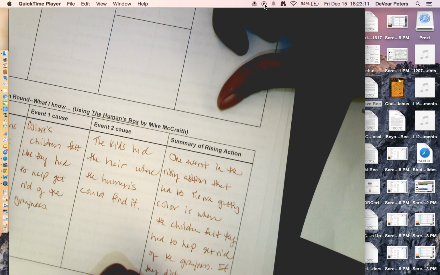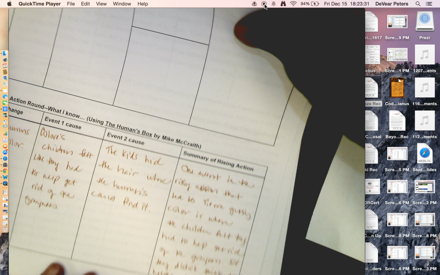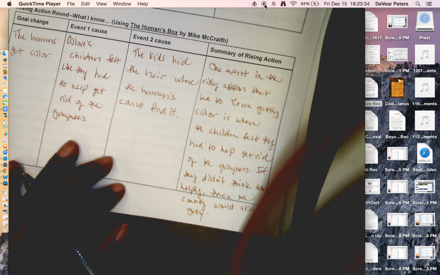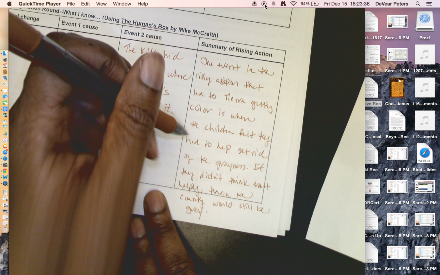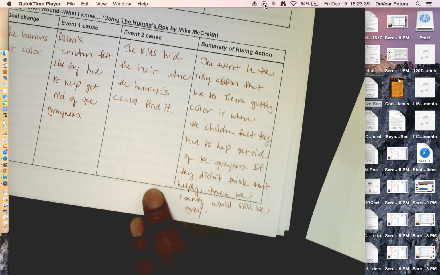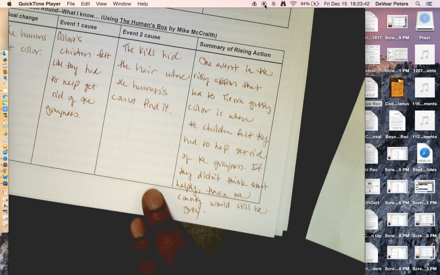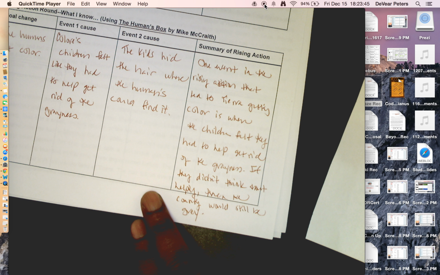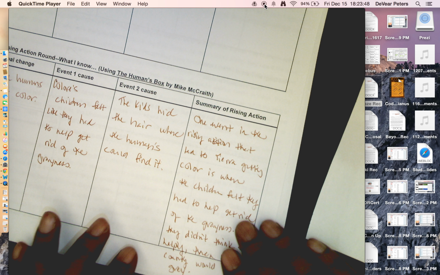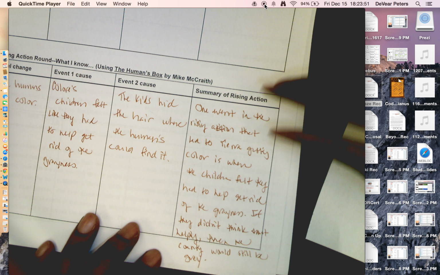If they didn't think about helping, then the country would still be gray. You can't really see that last part. So there we are. And that again comes from our notes. So given the summary, then doing the if-then statement to kind of break that down. So if they didn't think about helping at all, then the country would still be gray. So that's how I know that is the reason why. All right, so that's your rise in action.